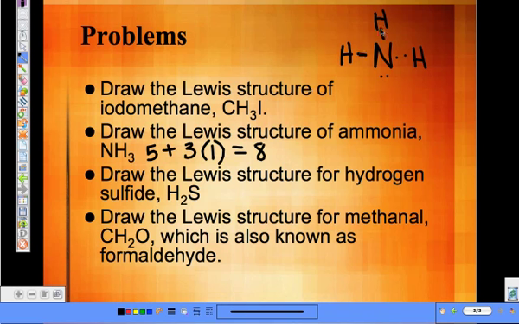So let's change them into bonds, those 3. And nitrogen also has an octet. Hydrogen each have 2, so they're stable. So that would be our Lewis structure.